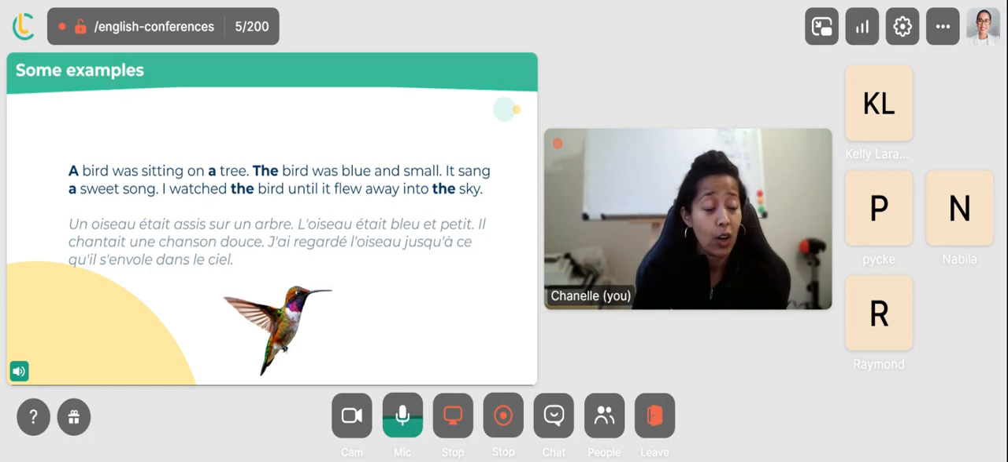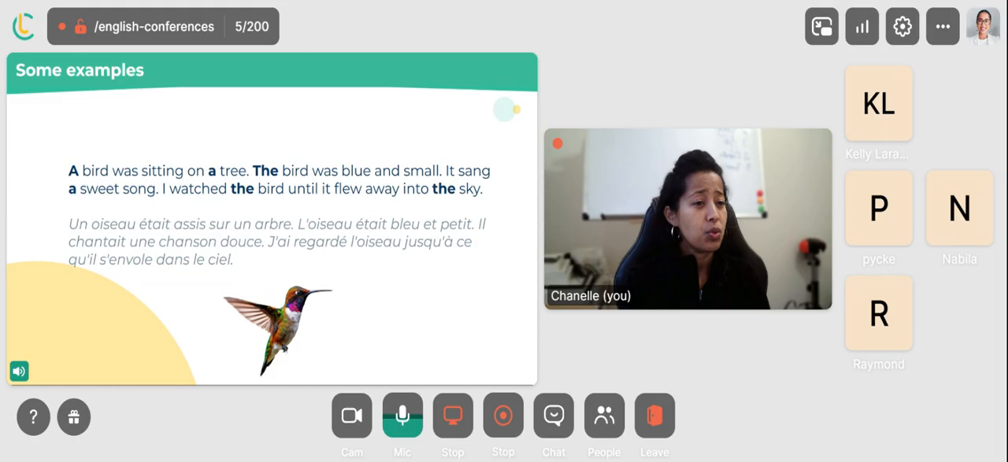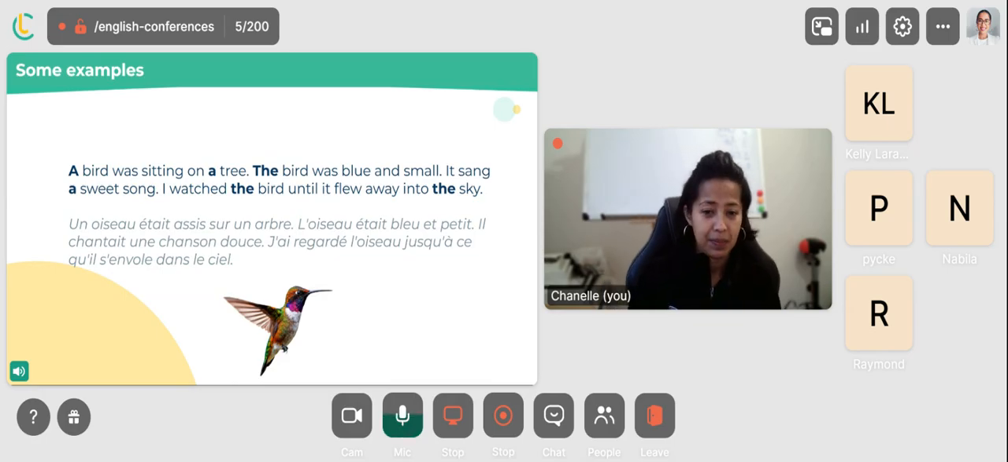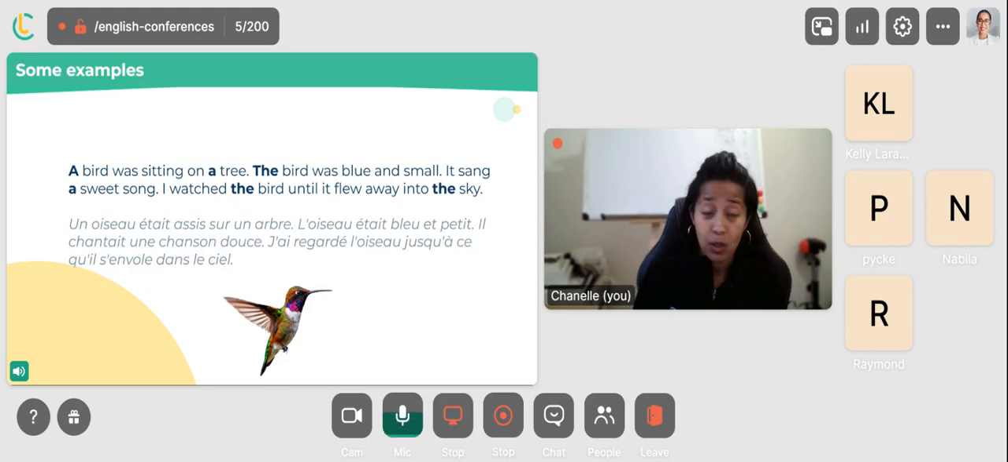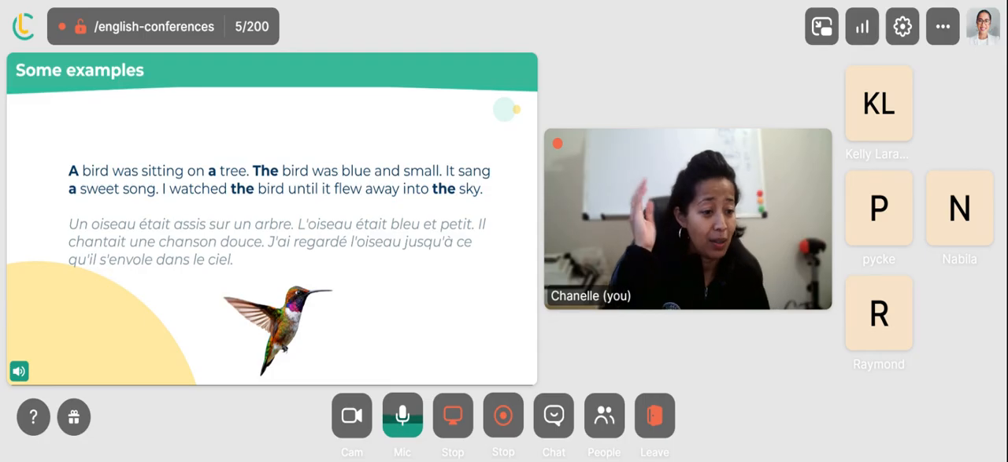A bird was sitting on a tree. We are not being precise yet. We are just talking about a bird and a tree. Now I mention the bird was blue and small because I am being specific. It sang a sweet song. I watched the bird until it flew away into the sky, because there is only one. We need to be precise about the sky.